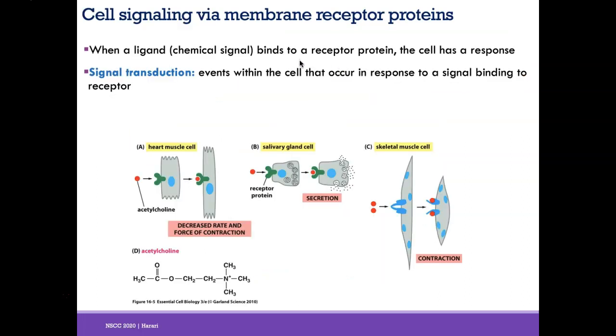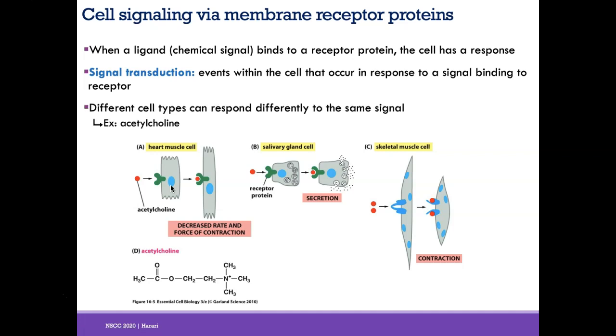So when a ligand, also known as a chemical signal, binds to a receptor protein, something will trigger the cell to cause a response. Acetylcholine is a ligand, a chemical signal that can bind to a membrane protein receptor on cells. Different cells have different responses to the same signal. For example, if acetylcholine attaches to a receptor on a heart muscle cell, it will decrease the rate of contraction. And this is acetylcholine right here. You can see this is a polar molecule, it can't just get inside of the cell, so it has to bind to a receptor first. If it binds to a receptor protein on a salivary gland cell, it actually tells the cell to secrete substances. If it binds to a receptor on a skeletal muscle cell, it actually increases contraction. So different cells respond to the same signal differently.